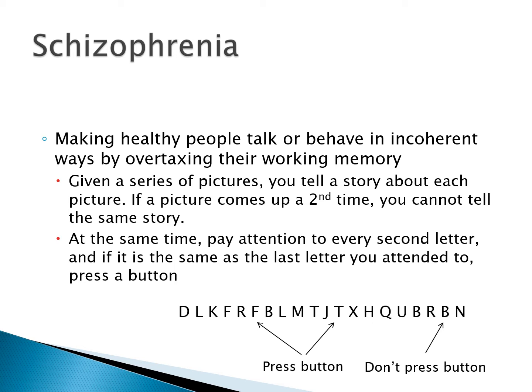One study by John Kearns in 2007, he made healthy people talk and behave in incoherent ways by overtaxing their working memory. This sounds like one of those nightmare studies that I would not want to do, because I don't like multitasking as it is. But you can see how you might do in this. People are given a series of pictures, and you have to tell a story about each of the pictures. If a picture comes up a second time, you cannot tell the same story. So remember, you've already told a story, and you have to inhibit that in order to come up with a new story about the picture.